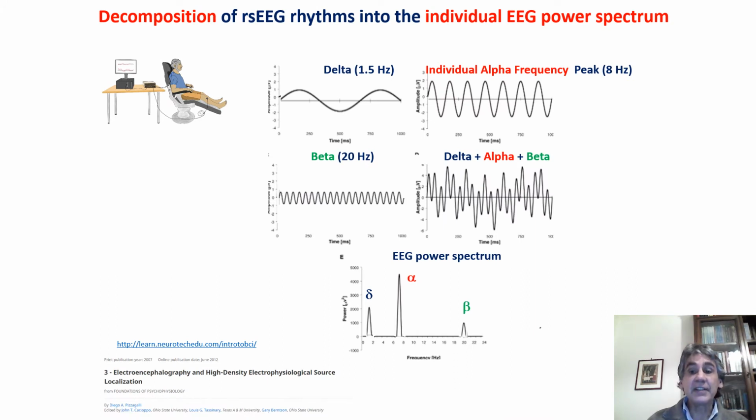EEG activity is a complex signal that can be decomposed in elementary oscillations at different frequencies. And this allows us to identify the individual alpha frequency peak, the specific frequency in the alpha range showing the maximum amplitude. And you can see in the slide how you can represent the amplitude of the power of single EEG oscillations in the EEG power spectrum.